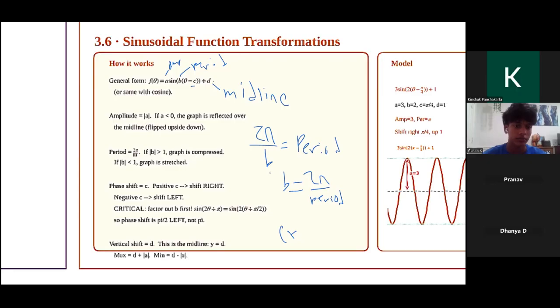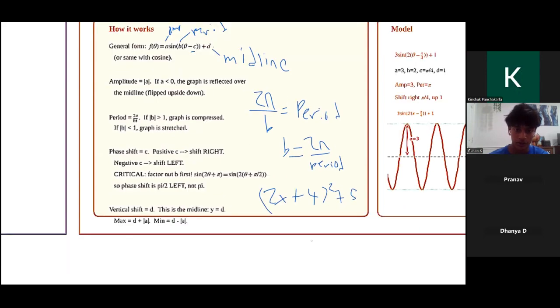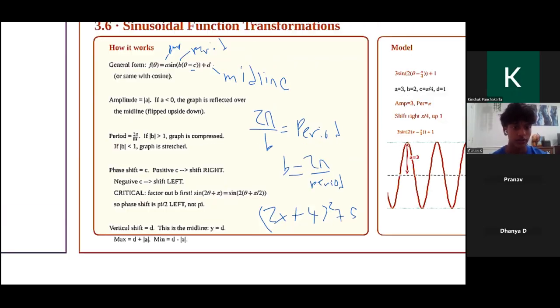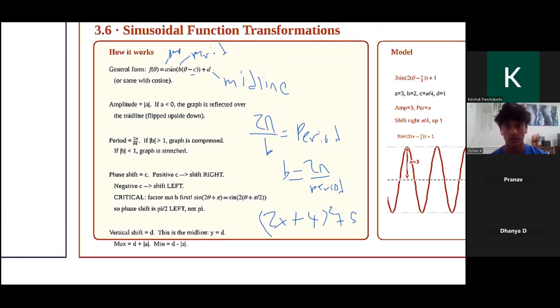And then remember to factor out b in the same way that, if you have a quadratic function, 2x plus 4 squared plus 5, this is your vertex form. To actually know your compression and stuff, you'd have to factor this out. And now you have your proper shift and compression. In the same way, you have to factor out the b value in these sine graphs to see the proper shift. And vertical shift equals d, and it's also the midline.